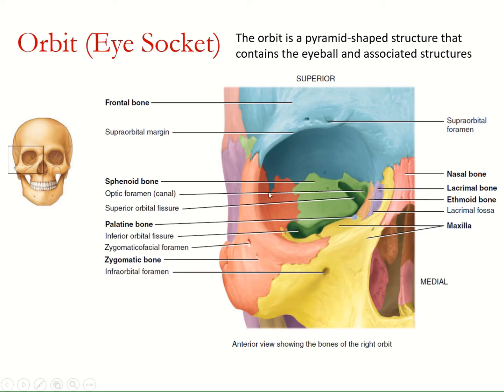So your orbit is pyramid-shaped because this would be the base located more anteriorly and the apex of the pyramid would be located more posteriorly. So your orbit or your eye socket is made up of different bones of the cranial and the facial bones. So you have your frontal bone over here, zygomatic bone, your maxillary bone over here.